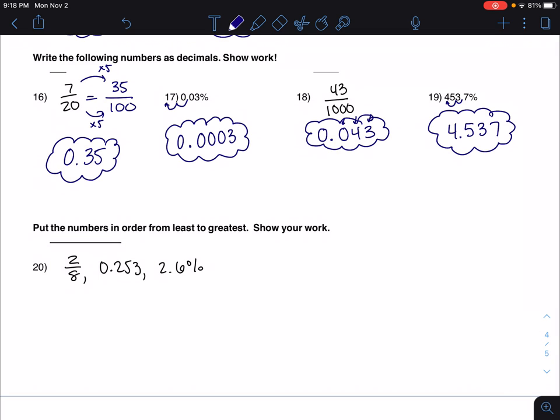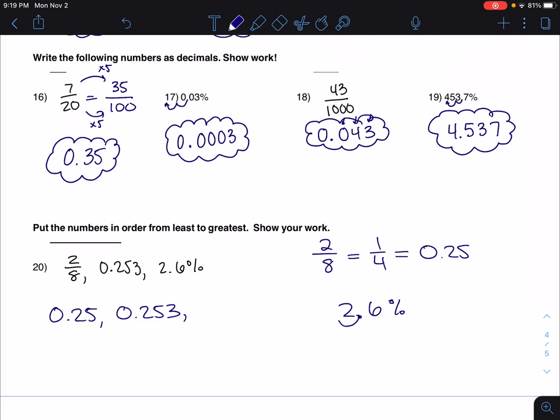For the last one, it says to put the numbers in order from least to greatest. In order to put these numbers in order from least to greatest, they all have to be in the same kind of representation. So I'm going to change all of them to decimals. So 2 over 8 is the same as 1 over 4 is the same as 0.25. The second number is already a decimal, so 0.25 is my first number, 0.253 is the next number, and then 2.6%, I'm going to take this decimal and move it to the left 2 places. So this is going to be 0.026.